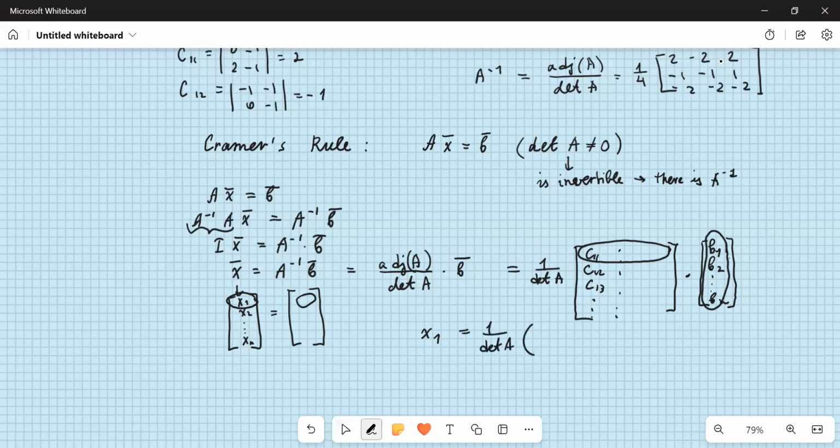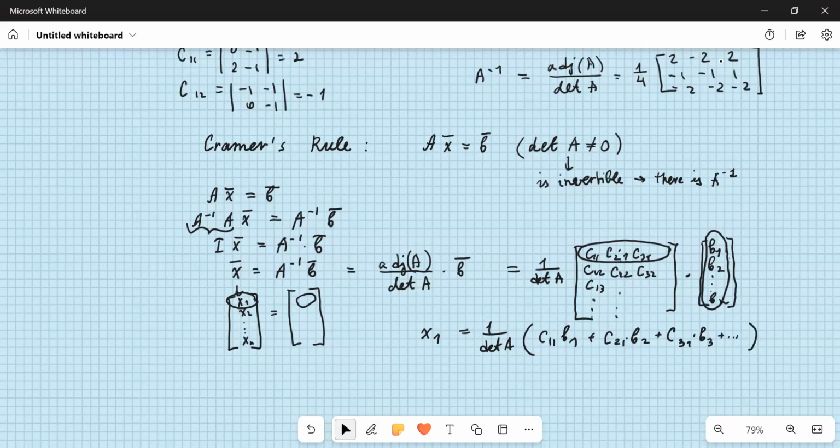And here I'm going to have C11 by B1. What I'm going to have as a second column over here, C21, C22, well, a little bit more, C31, C32. These are cofactors of the second row, cofactors of the third row, and so on, right? Going to multiply C21, B2, plus C31, B3, and so on.